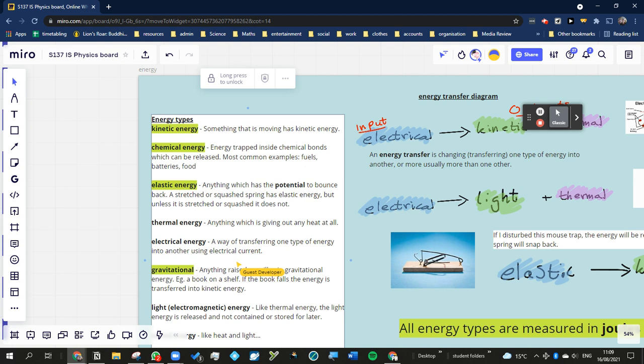There was energy trapped inside the bonds within the wood, and so when you burn it, and you end up reacting it with oxygen, it produces carbon dioxide and water, and then energy is released.